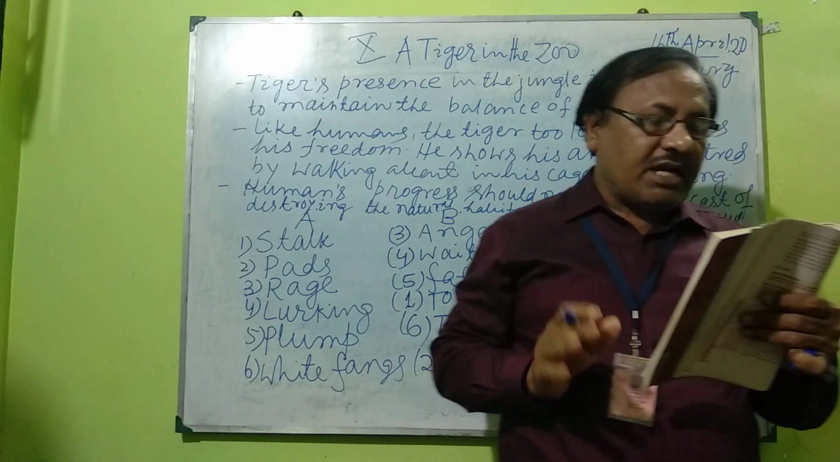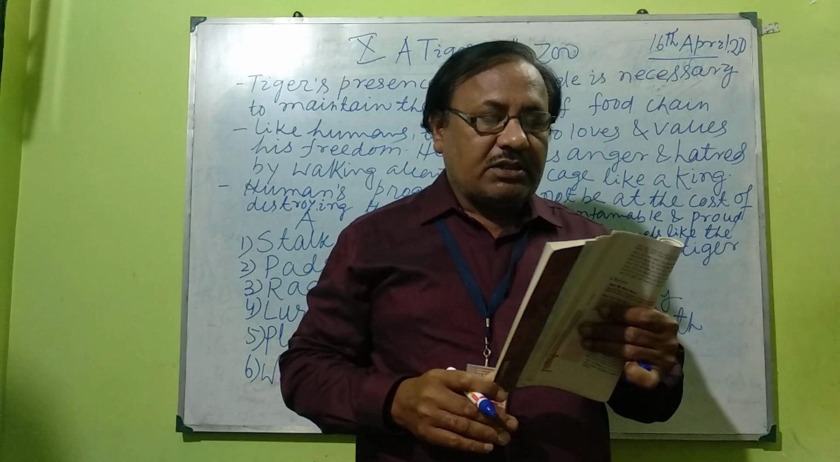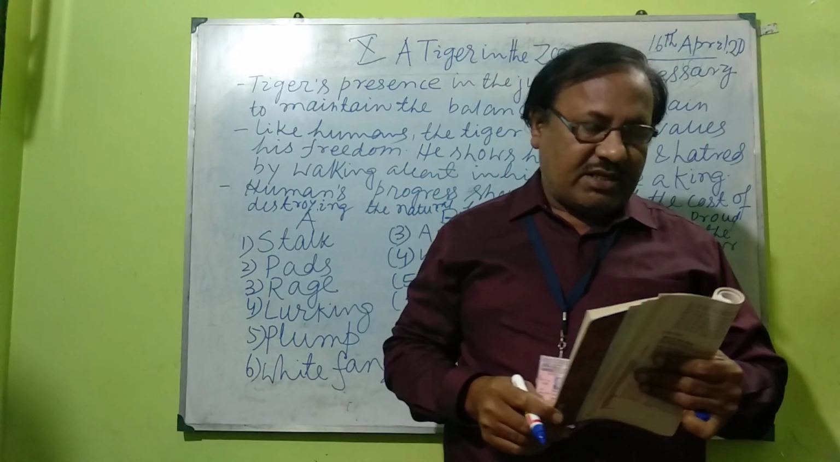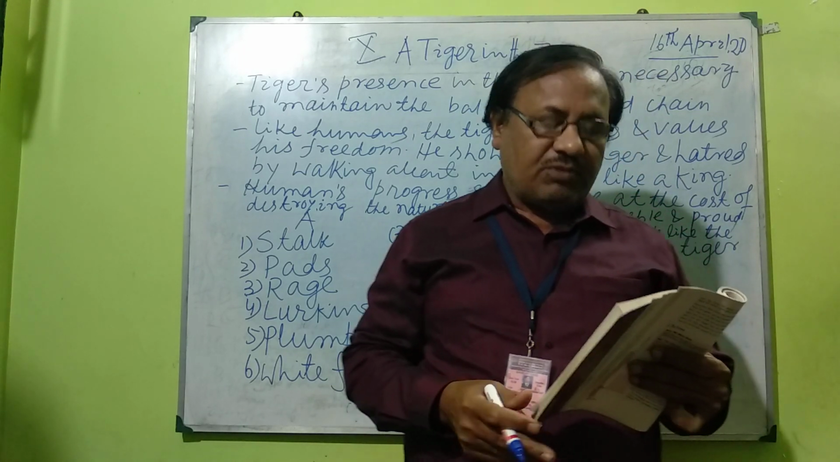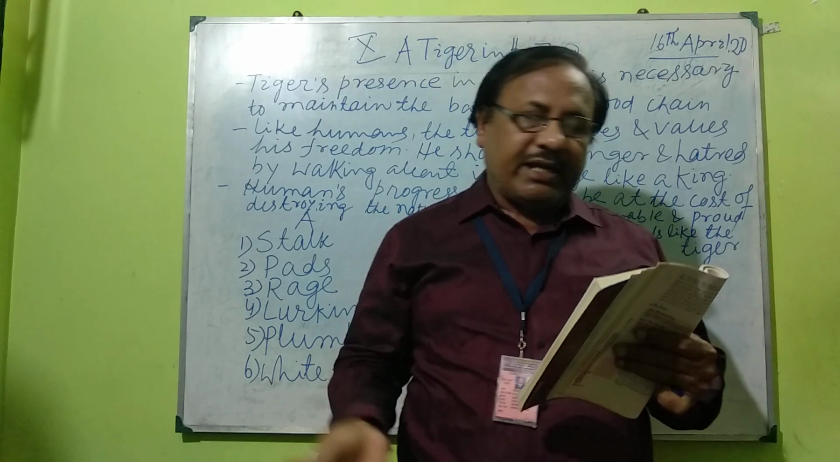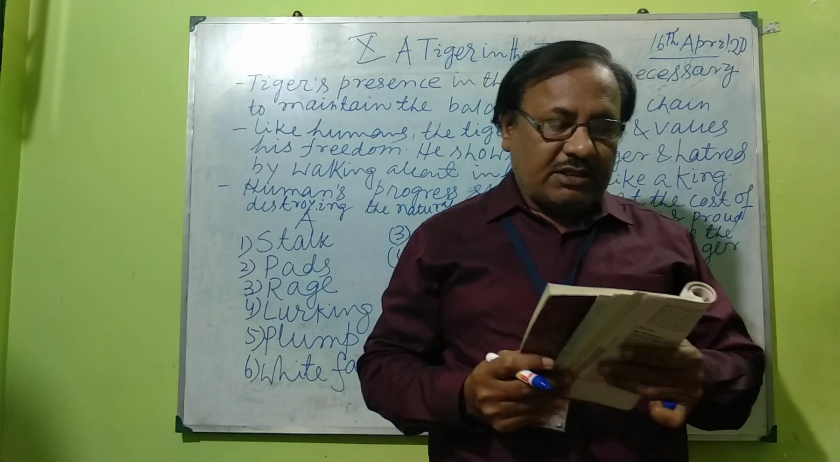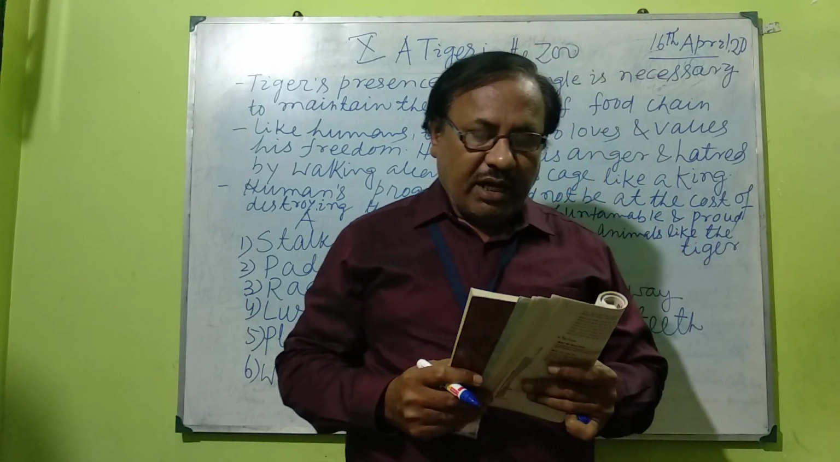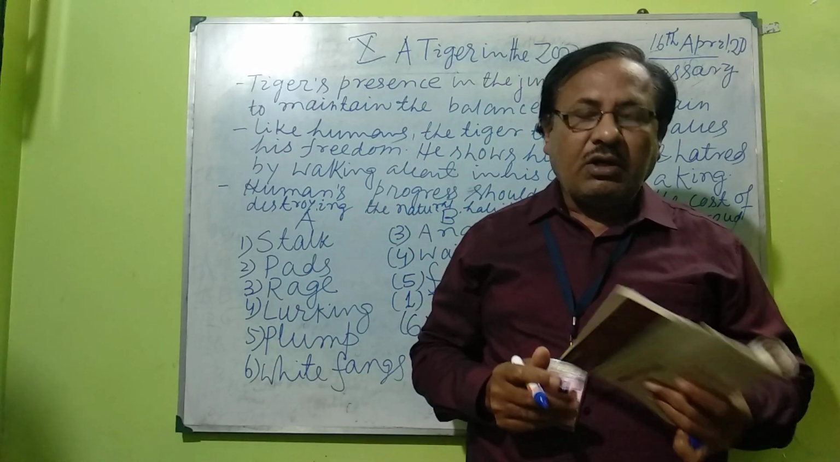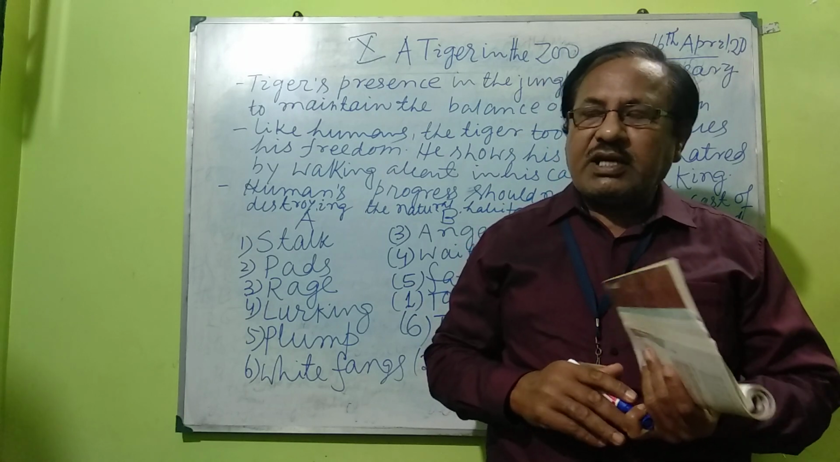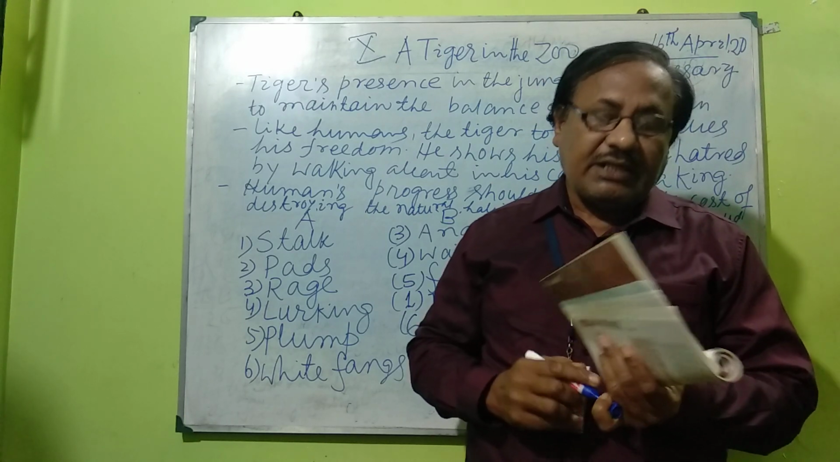This poem contrasts a tiger in the zoo with a tiger in its natural habitat. The poem moves from the zoo to the jungle and vice versa. Vice versa means again to the zoo. Read the poem silently once and say which stanzas speak about the tiger in the zoo and which stanzas speak about the tiger in its natural habitat.